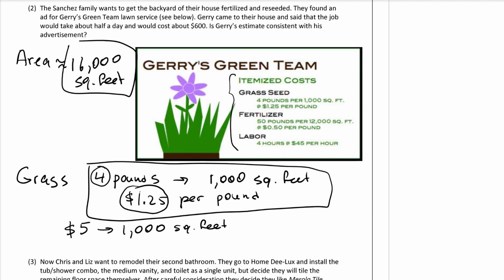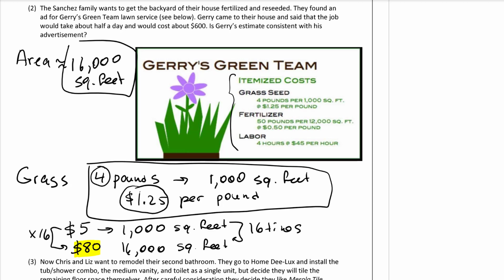correct? Well, we have 16,000 square feet. That means we need 16 times as much area, so we need 16 times as much money. For every 1,000 square feet, you pay $5. So for 16,000, you're going to pay $80. So that's a logical way to answer that question. And if you did it that way, and it makes sense to you, great, do it that way.